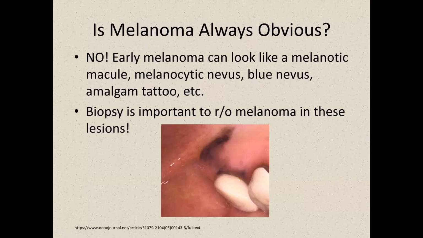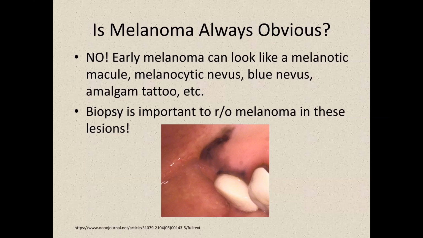So is melanoma always obvious? That case is pretty obvious. Unfortunately, if that patient were to walk in, you'd say, yeah, that's melanoma. But the answer is no. And this is a really important case, I think, to look at. Early melanoma can look like a melanotic macule or a nevus or a blue nevus or an amalgam tattoo, which we'll talk about here shortly. And biopsy is important to rule out melanoma.